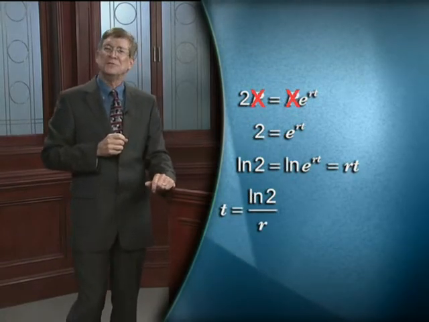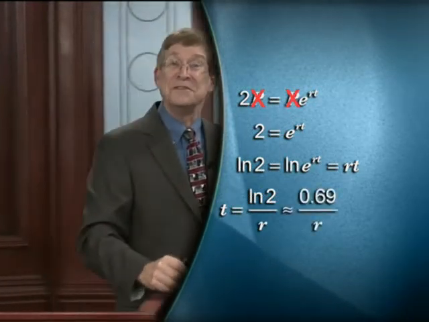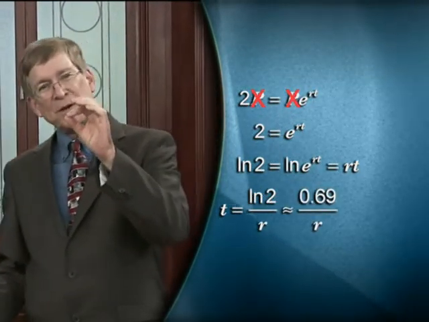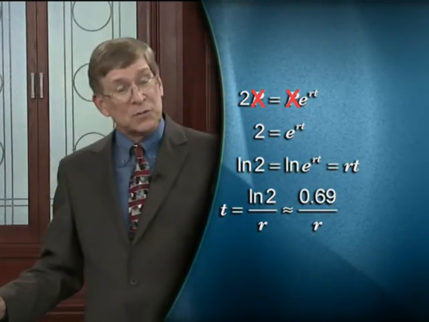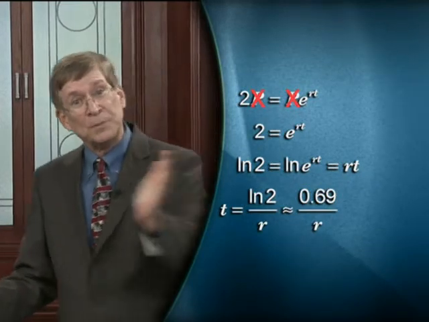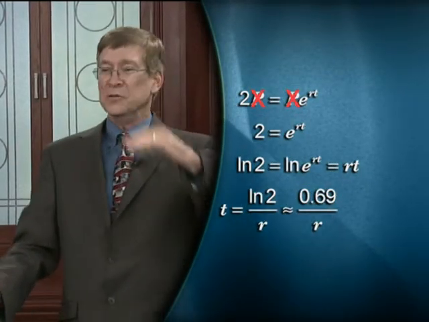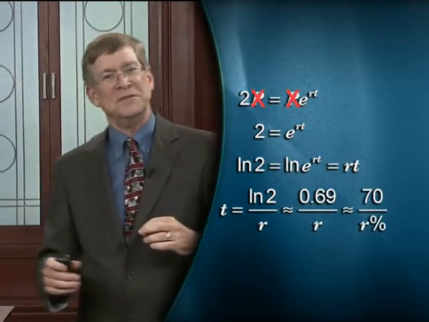So what's log 2? Punch it on your calculator. Log 2 is about 0.69. Trust me. And now our expression is 0.69 over the interest rate r in decimal form. So if you multiply both numerator and denominator by 100, you get 70 over r%, which is the Rule of 70. Isn't that cool? Nice little proof, and we use properties of logarithms to get that.